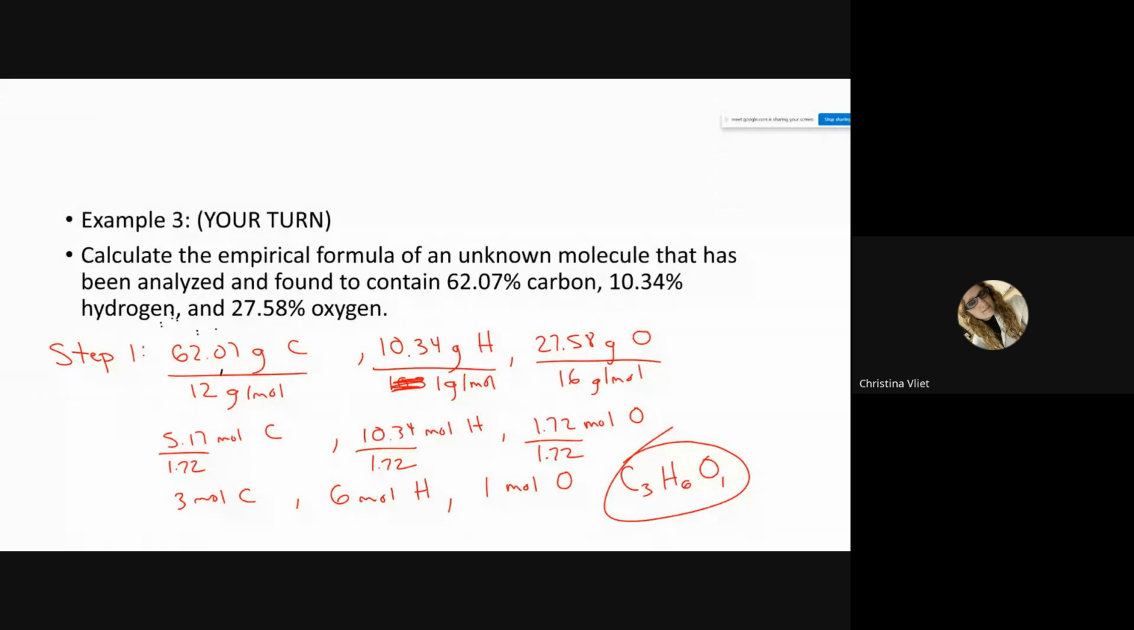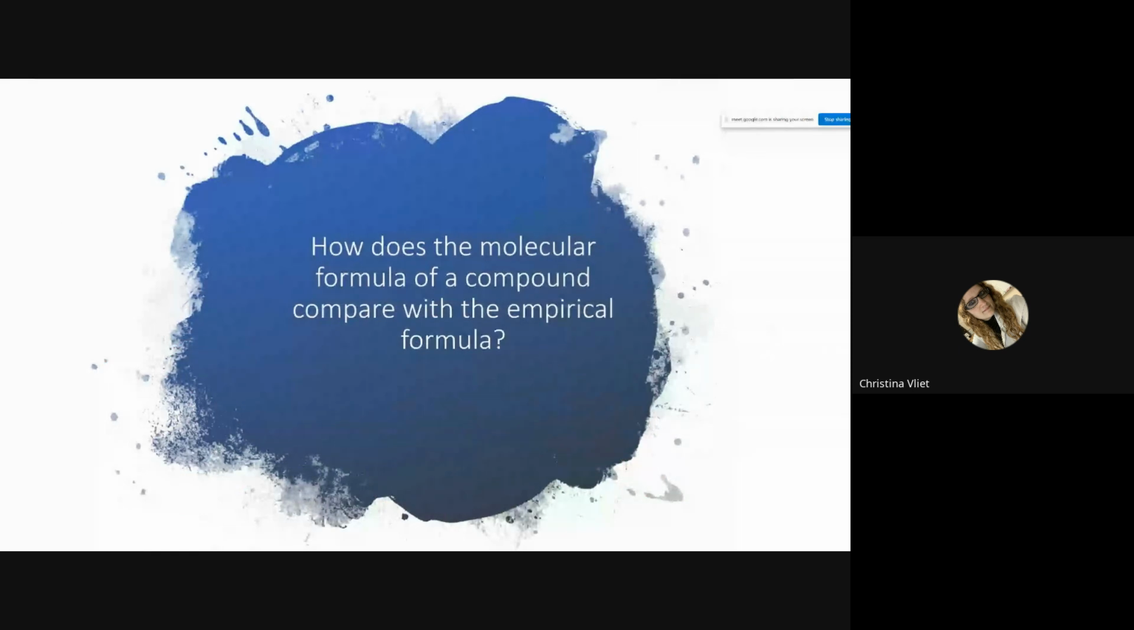I showed you at the beginning of class how to go from the molecular to the empirical. So basically, how do we go backwards? When given the empirical formula, how do I know which version of this molecule I have? And that's going to be the last topic. I have it printed for you, so we're going to move ahead in the notes to the last thing.